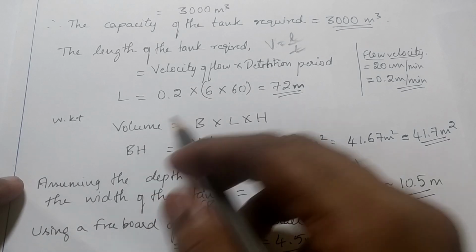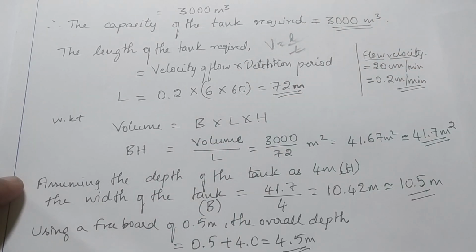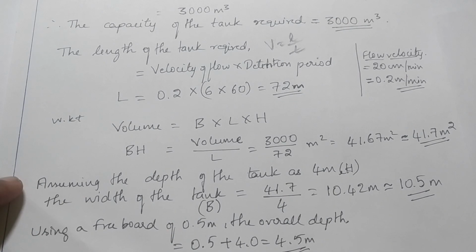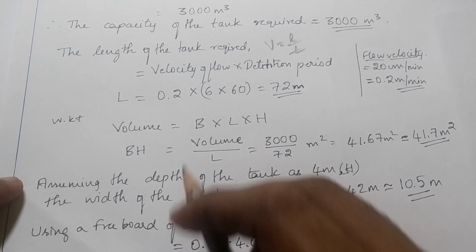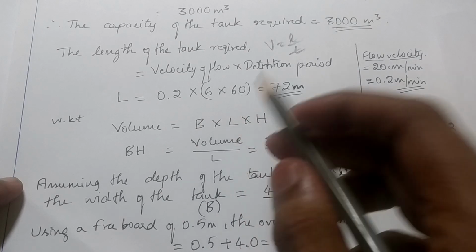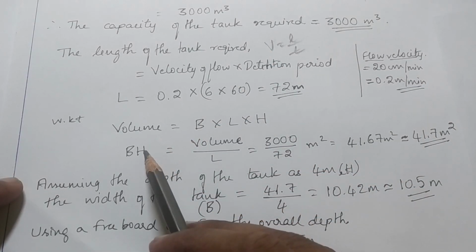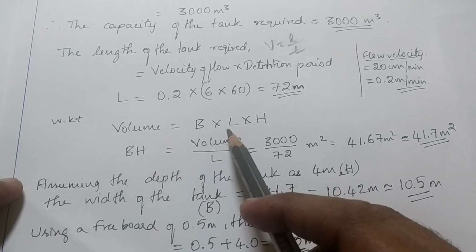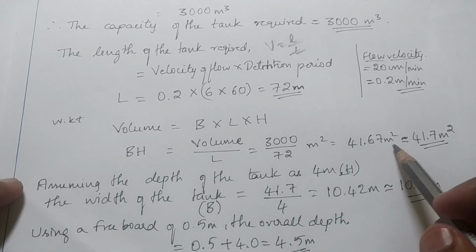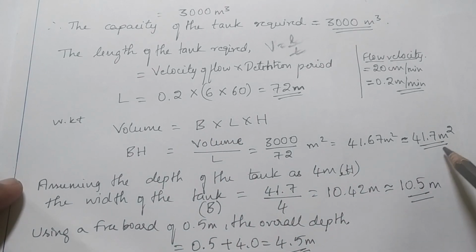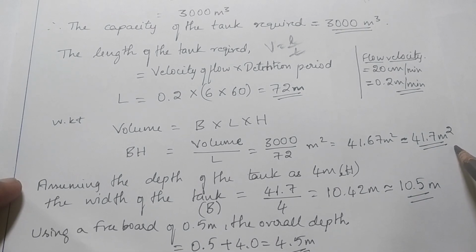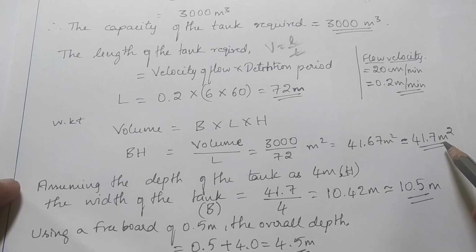And we know the volume and we know the tank dimension. It is a cuboid, that is length into breadth into height. Since we know the volume and the length, we can obtain BH, where BH is nothing but the cross-sectional area. Substituting volume and length, you will get BH as 41.67 or 41.7 meter square. So this is the cross-sectional area of the sedimentation tank.